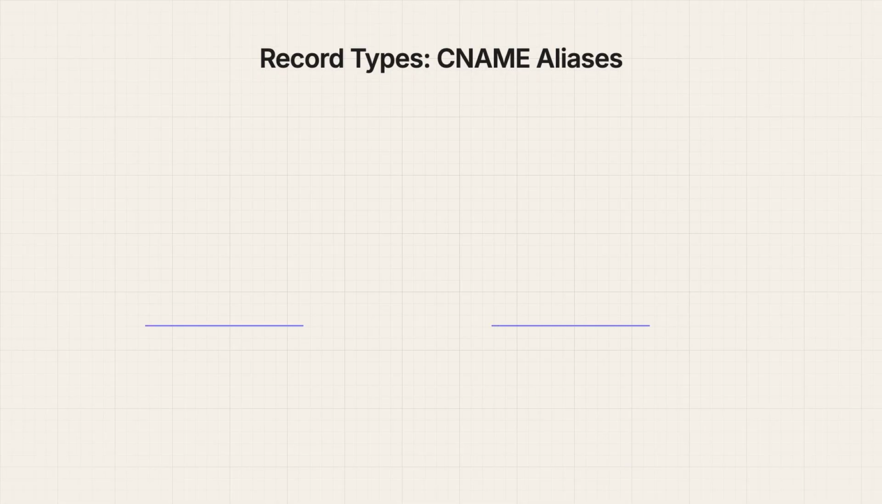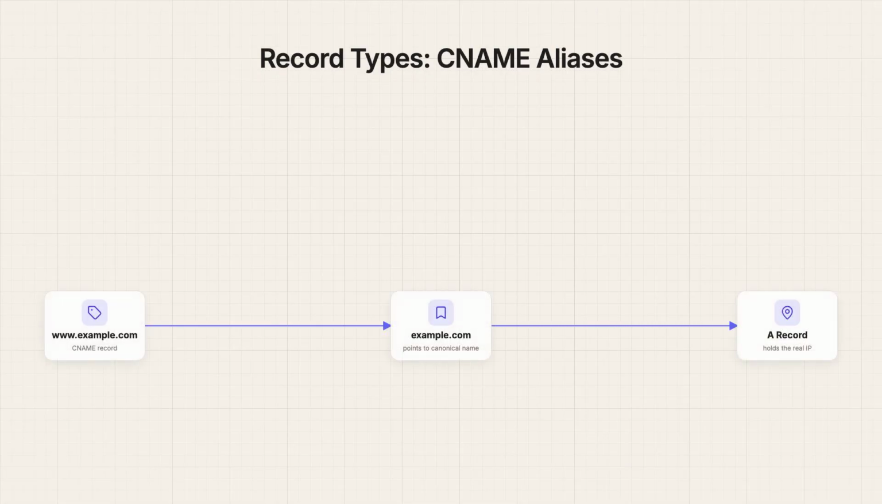A CNAME record is an alias. Instead of returning an IP address, it returns another domain name, telling the resolver to go look up that name instead. This lets you point many subdomains at one canonical name and update the IP in one place. The resolver follows the chain until it hits an A or AAAA record. You cannot use a CNAME at the root of a domain, only on subdomains.